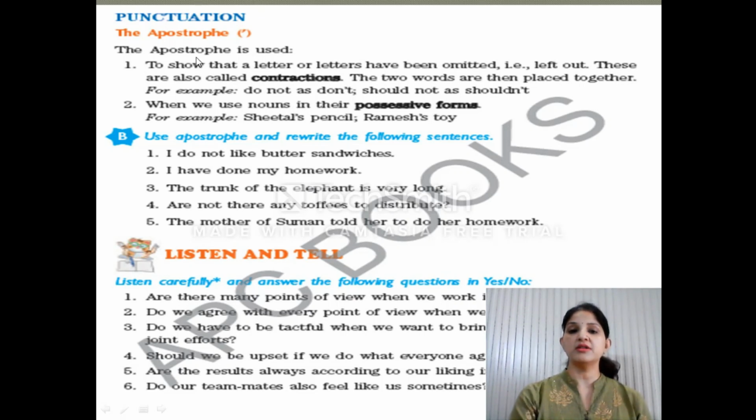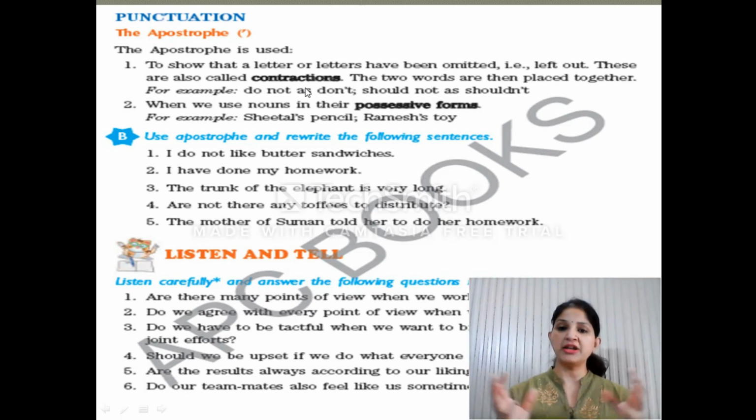Okay, where is this apostrophe used? To show that a letter or letters have been omitted. What do you mean by omitted? Omitted means deleted or cut, for example, left out. These are called contractions. So when some of the letters are cut out and by joining two of the words a new word is made, it is called a contraction. The two words are then placed together.